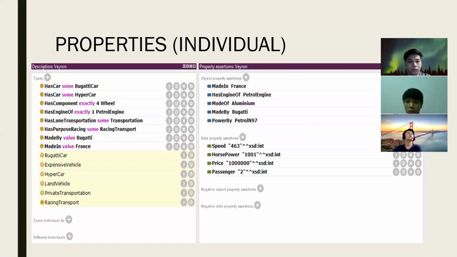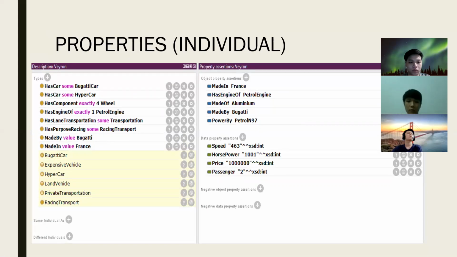The last one will be a car made by Bugatti, made in France. It has an engine of petrol engine, made of aluminium, and it is powered by petrol N97. Its horsepower is 1001, and it can only fit 2 passengers.